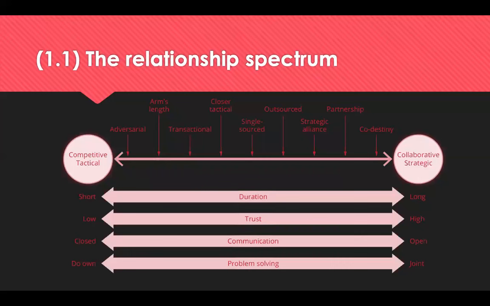As you move from left to right on the spectrum, the level of closeness and collaboration between the organisations increases. Relationships on the right-hand side of the spectrum are more collaborative, and they're likely to have a longer duration. They're characterised by high levels of trust, open communication, and joint problem solving.